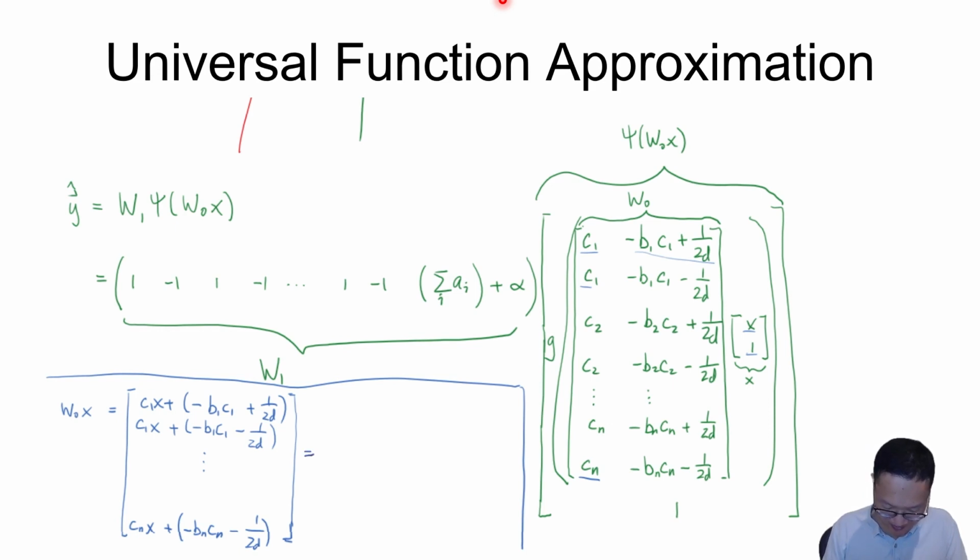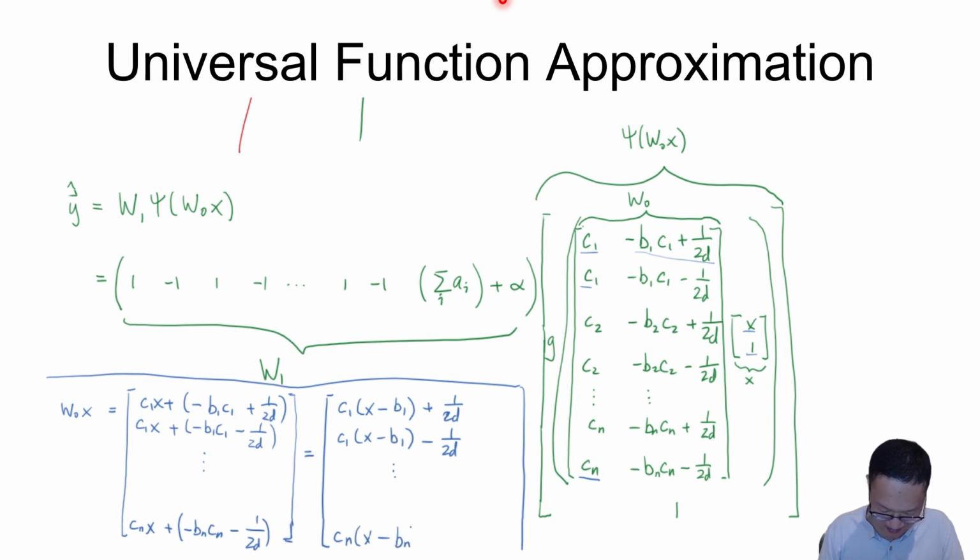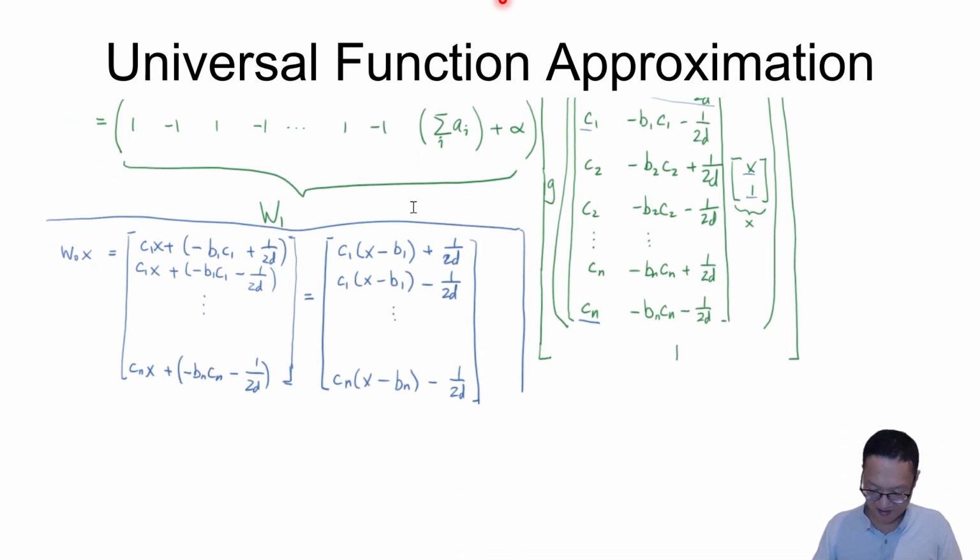We can simplify it a little bit to collect like terms. Here we have c1 x minus b1 c1, which is the same as c1 times (x minus b1), plus the last term 1 over 2d. Then c1 times (x minus b1) minus 1 over 2d, and so on until we get to cn times (x minus bn) minus 1 over 2d. Okay, so that's what W0 x is.